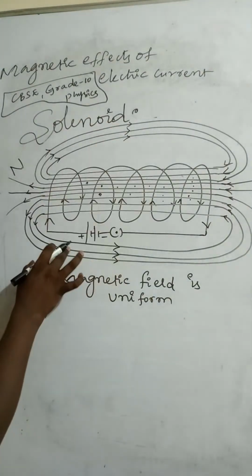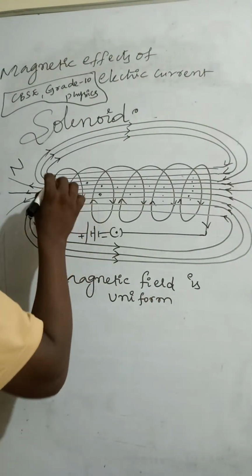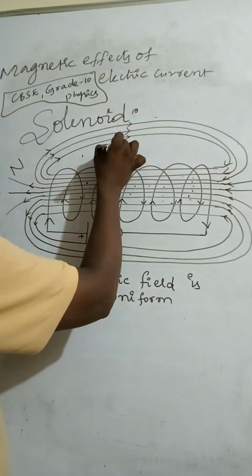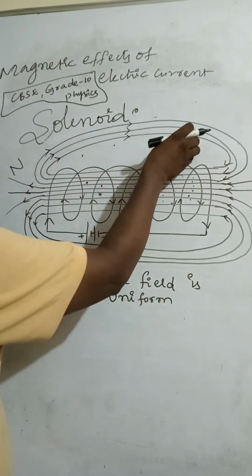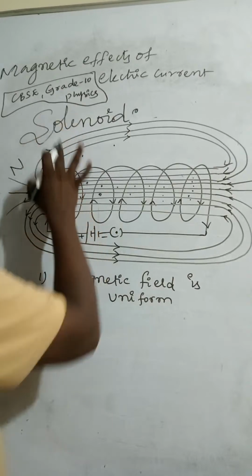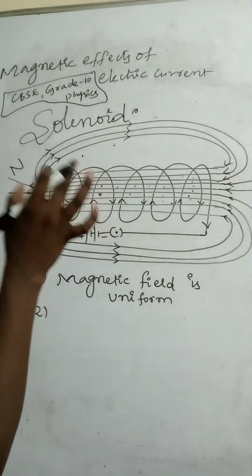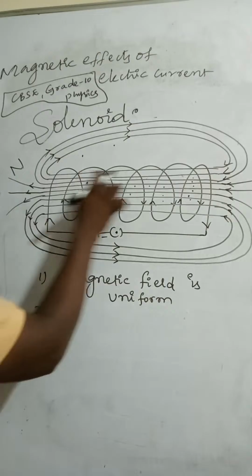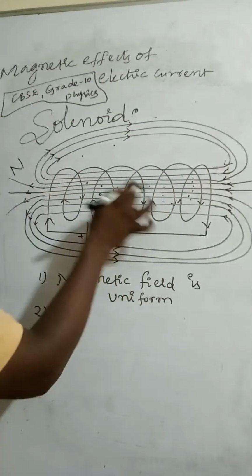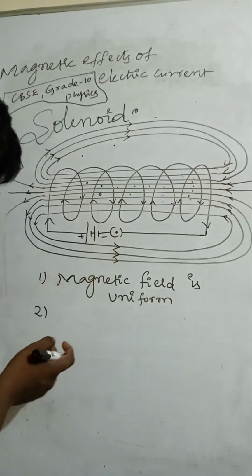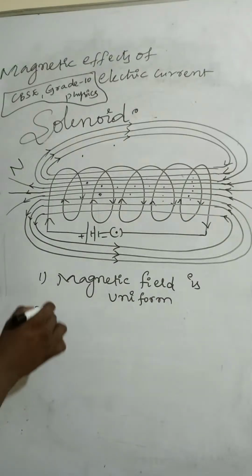Outside of the solenoid, the magnetic field is not uniform. It is non-uniform. Here some field will be there, here some field will be there. So the magnetic field is not uniform outside. Only inside the solenoid, the magnetic field is uniform.